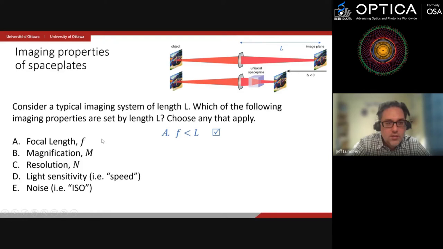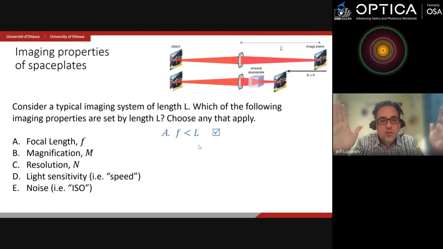So there are other things that reducing the system length helps you with. One of them is the focal length, obviously, because the focal length typically is going to be limited to your system length. So you can have longer focal lengths if you put a space plate in, because you're no longer limited to whatever length you have available to you in your system.